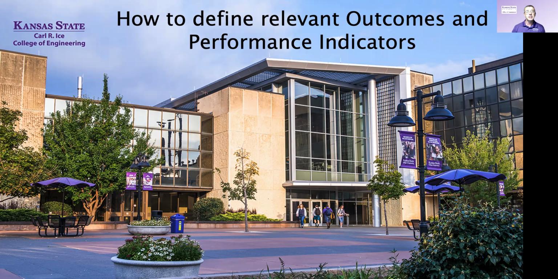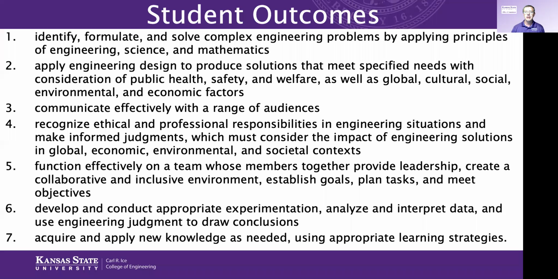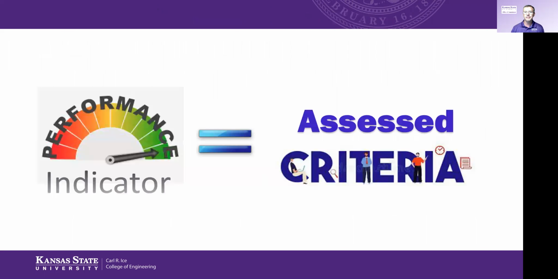This video will summarize how to define relevant outcomes and performance indicators. The 7 student outcomes defined by ABET are provided to guide the decision as to what must be taught, what must be learned, and what is to be assessed. They are also used to more specifically define performance indicators.